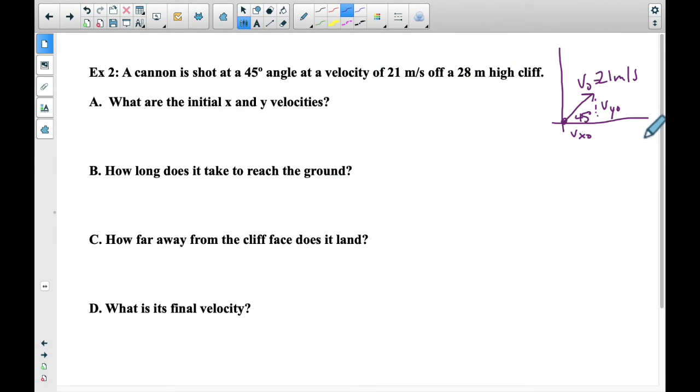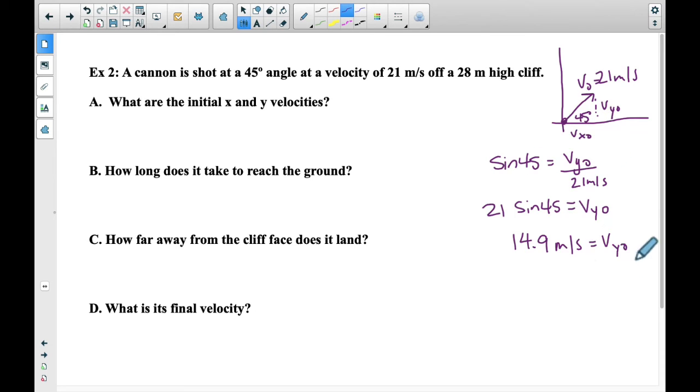Okay, I'm going to do that same diagram. My initial velocity is 21 meters per second. I need to break it up into the x components and the y components. This time it's a little bit easier because it's 45 degrees. I'm going to take the sine of 45 as opposite over hypotenuse, multiply by 21, and I get 14.9 or even 15 meters per second. Since it's a 45 degree angle, they are the same. So v0x and v0y are both 14.9 meters per second.